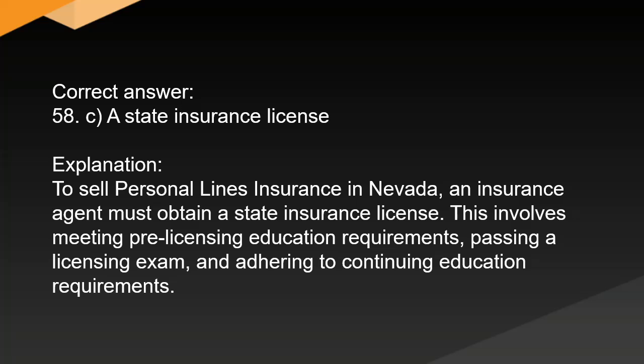Correct answer. C. A state insurance license. Explanation. To sell personal lines insurance in Nevada, an insurance agent must obtain a state insurance license. This involves meeting pre-licensing education requirements, passing a licensing exam, and adhering to continuing education requirements.